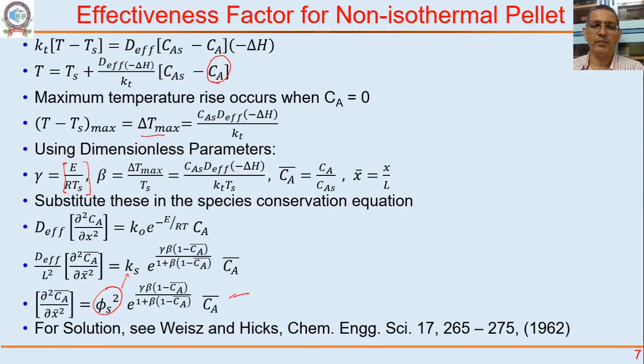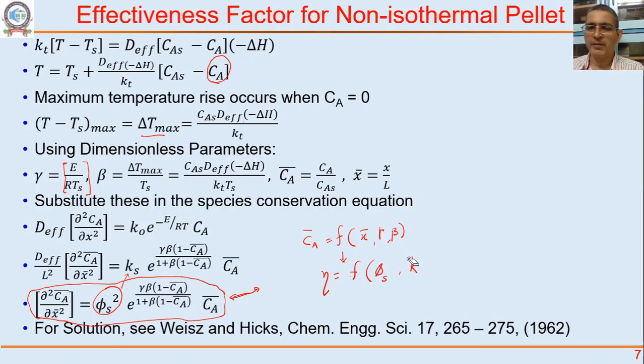So this equation we need to solve now with respect to boundary conditions. Then you will get how CA varies with X bar as a function of phi. When you solve, you are going to get CA bar as a function of X bar, but it is also going to be dependent on gamma and beta. So from here you will get the effectiveness factor, dependent on the values of gamma and beta, because we are defining the Thiele modulus based on surface conditions. If external mass transfer and heat transfer are not important, we are defining the Thiele modulus based on the measured bulk temperature. So eta would be a function of Thiele modulus, gamma and beta.